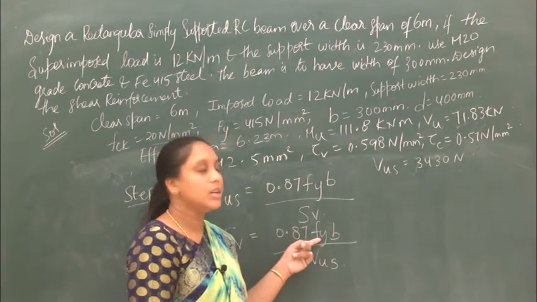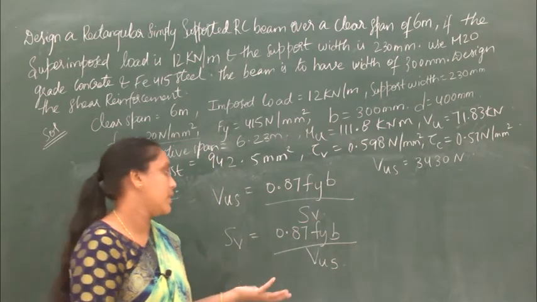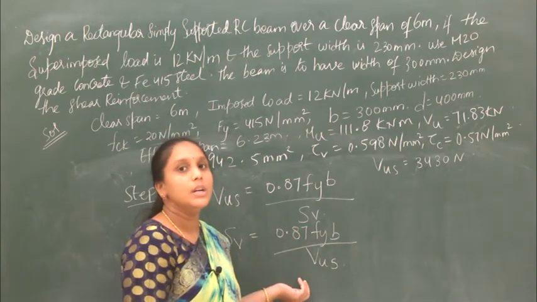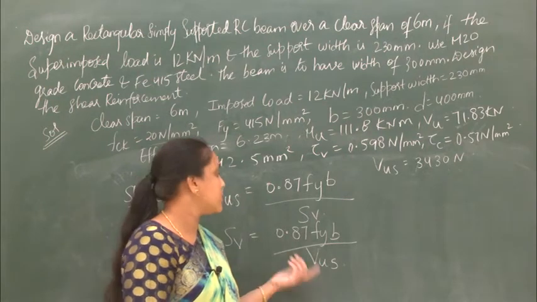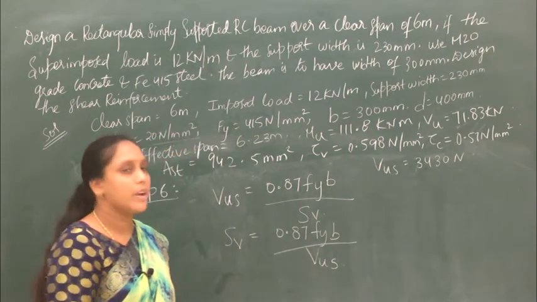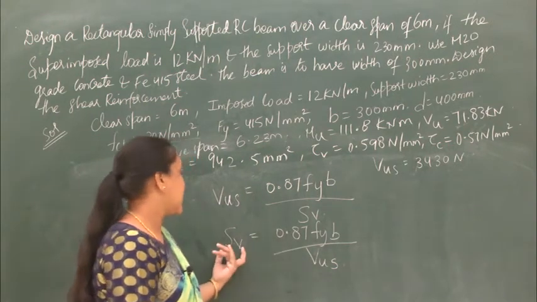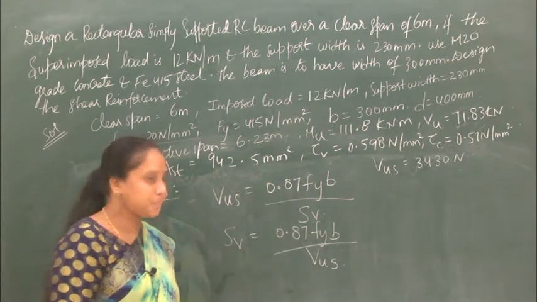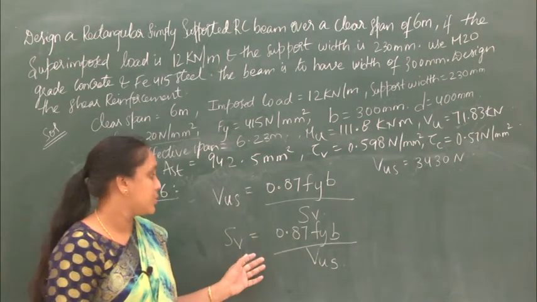Fy is nothing but the grade of the stirrups what I am providing here. Suppose let me provide the grade of stirrups as Fe415. Fe415 grade stirrups I am providing here. So in place of Fy I am going to substitute 415. Substitute all the values, you will get the value of Sv. So I have to substitute all the values here.